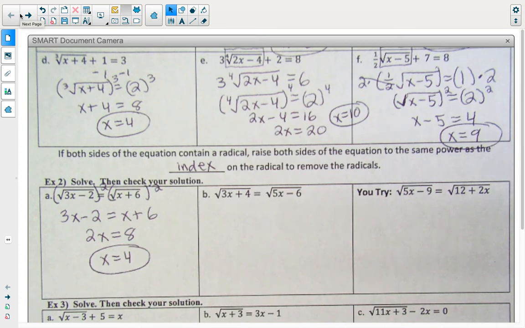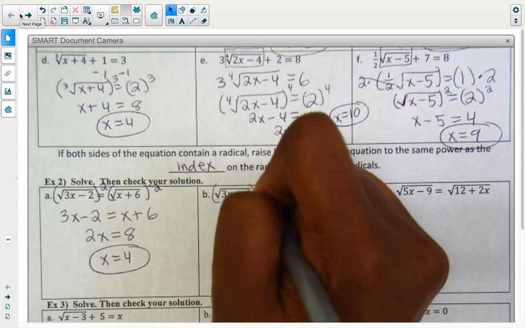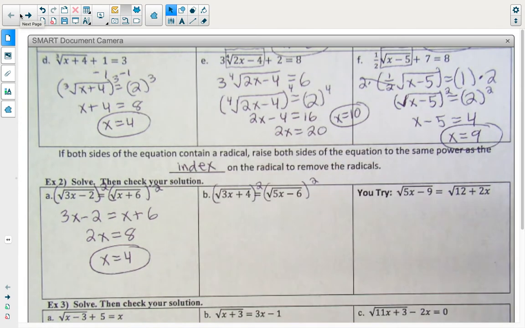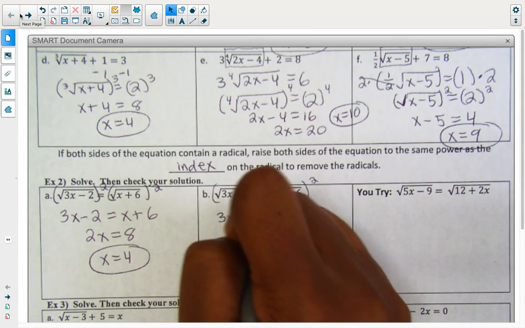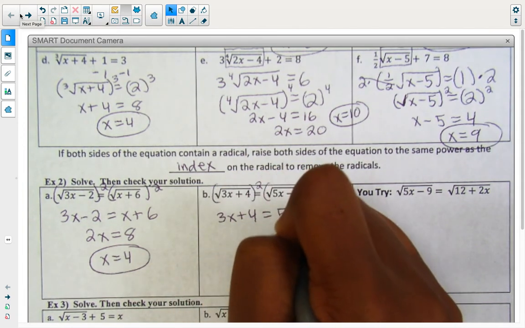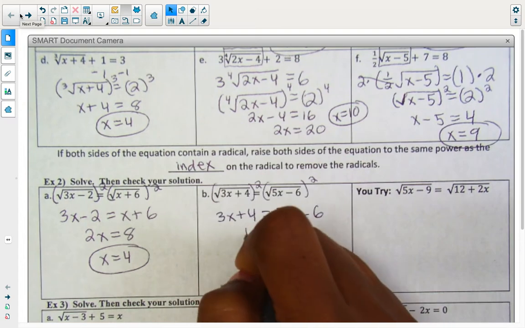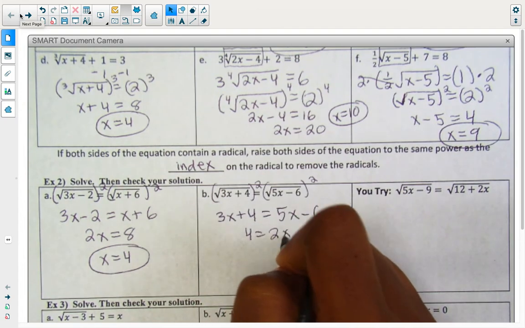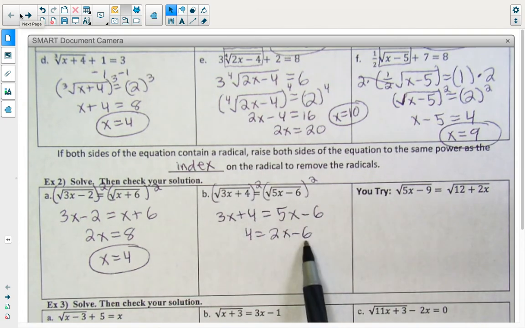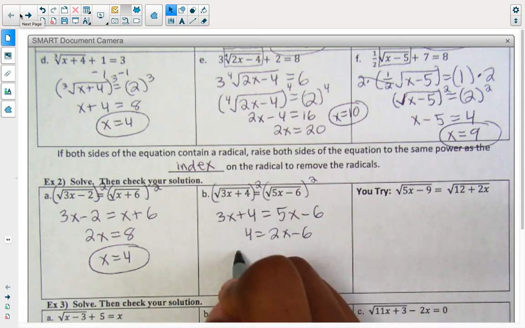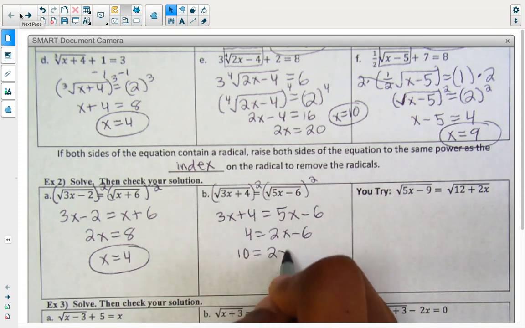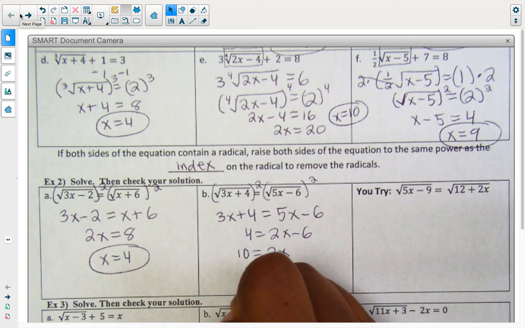B, I see square roots on both sides. I'm going to square it, square it. Squaring and square rooting cancel each other out. We're left with 3x plus 4 equals 5x minus 6. We're going to solve this equation. Subtract 3x, subtract 3x. Add 6, add 6. Divide by 2, you get 5.